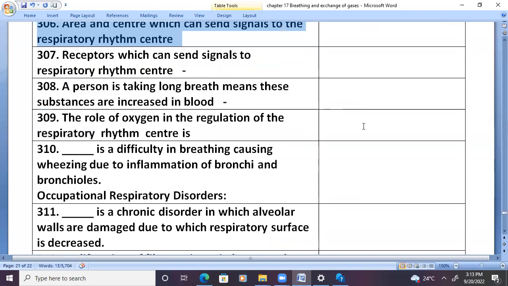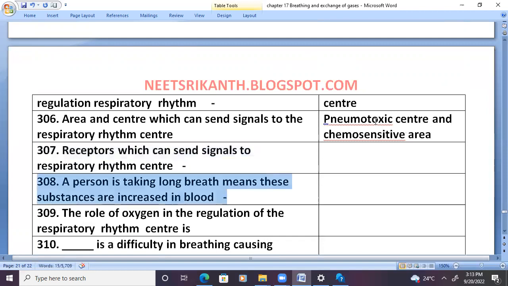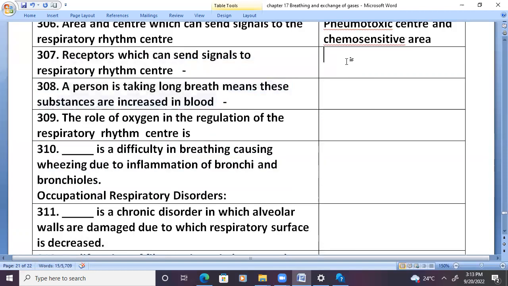The area and center which can send signals to the respiratory rhythm center: pneumotaxis center and chemosensitive area. The receptors which can send signals to the respiratory rhythm center: receptors at the carotid arch and systemic arch.